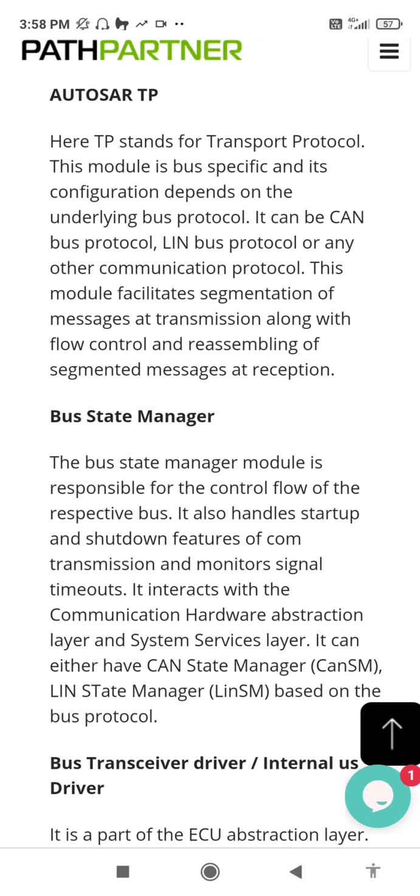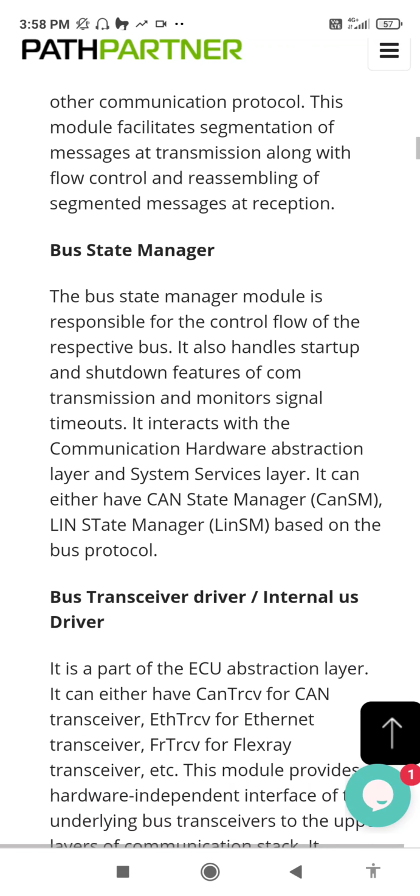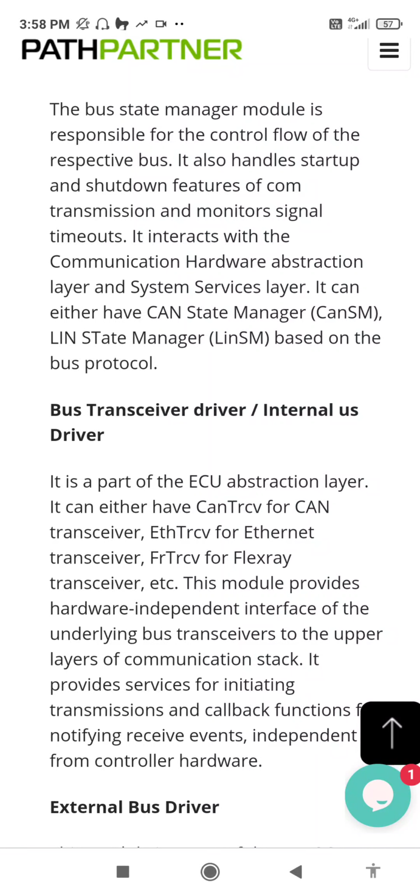AUTOSAR TP. Here TP stands for Transport Protocol. This module is bus specific and its configuration depends on the underlying bus protocol. It can be CAN bus protocol, LIN bus protocol or any other communication protocol. This module facilitates segmentation of messages at transmission along with flow control and reassembling of segmented messages at reception.